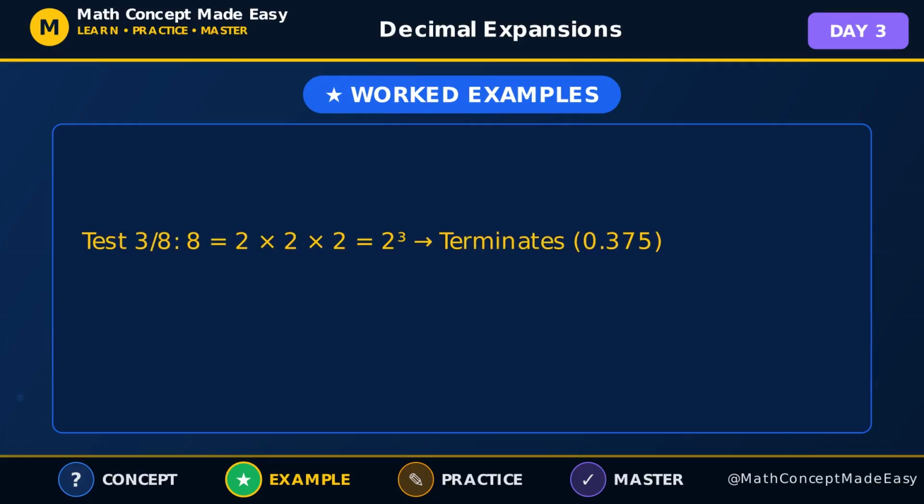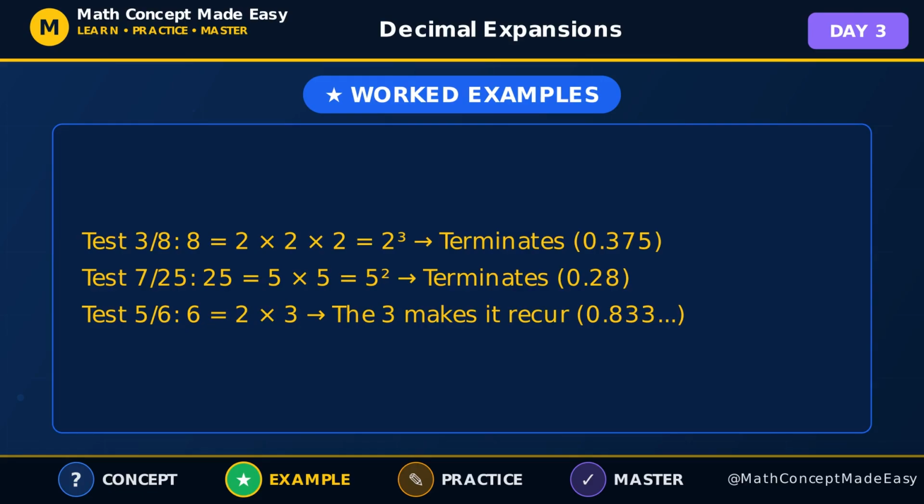Test 3/8. 8 equals 2 times 2 times 2 equals 2 cubed, which means terminates, 0.375. Test 7/25. 25 equals 5 times 5 equals 5 squared, which means terminates, 0.28. Test 5/6. 6 equals 2 times 3, which means the 3 makes it recur, 0.833. Notice how every line follows logically from the one before it.